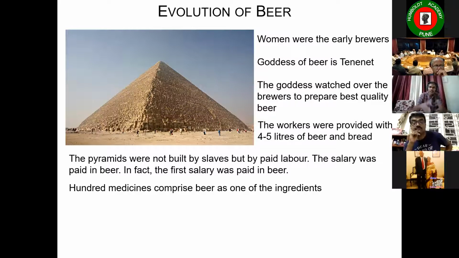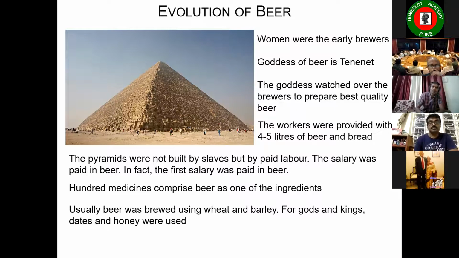So then around the same time, the medicines also started having beer in them. There are hundreds of medicines which had beer as one of the ingredients. Or if there is a medicine, they say take it with the beer. Like now, if you go to an Ayurvedic doctor, at least the Ayurvedic doctors I met, they will say take this medicine with honey and lemon, like that. So beer was one of them.